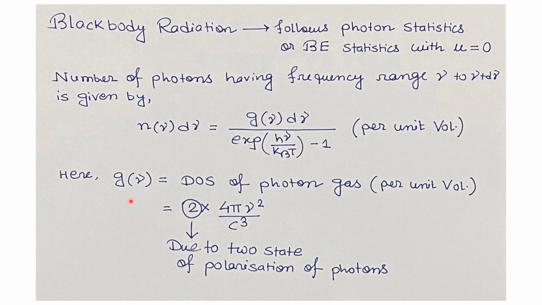Here, g(nu) is the density of states of photon gas per unit volume, and that is given by 2 times 4 pi nu squared divided by c cubed. Here c is the speed of light in vacuum.